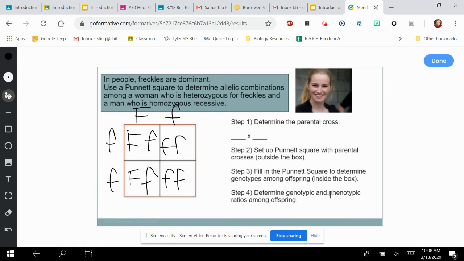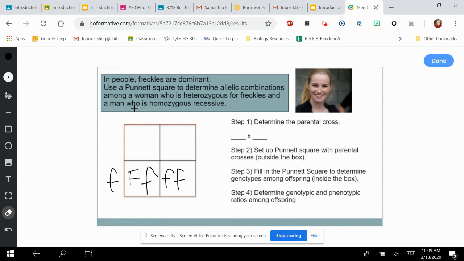So then it says to determine the genotype and phenotype ratios of the offspring. So you have 50% of your offspring are heterozygotes. They have big letter, little letter. And then 50% of your offspring are homozygous recessive. They have little letter, little letter. Half of your offspring are going to have freckles because those freckles are dominant. So if they have one copy of the gene, they're going to show them in simple Mendelian genetics. And then half of your offspring are going to have no freckles because they don't have any of the freckle genes. They've got all non-freckle genes.